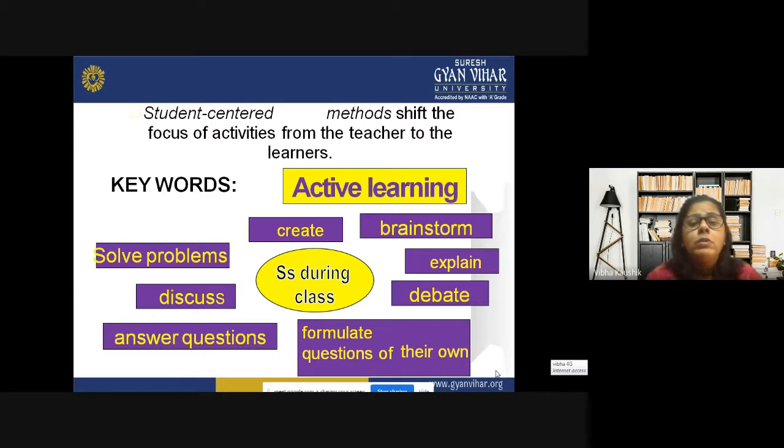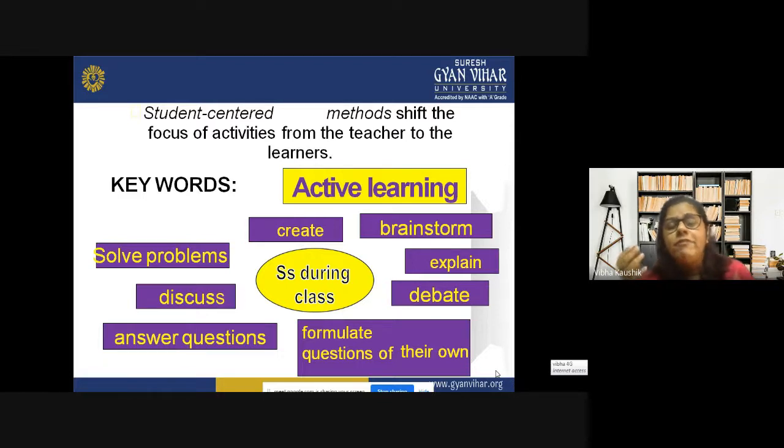Now keywords. Active learning means students are not passively involved in the learning process, means they are not just listening to what the teachers are saying, they are actively involved in the learning process. Assess during class means students during class create some new knowledge, brainstorm, explain the new concept, debate on some concept, formulate questions of their own.